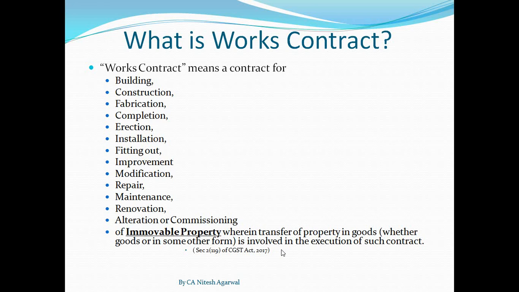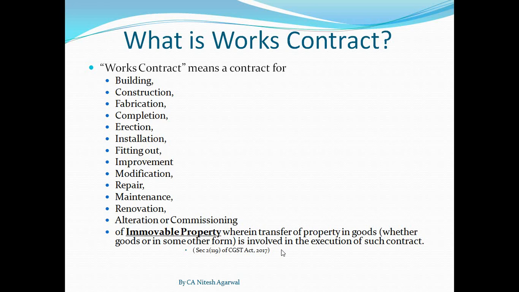Whereas, suppose a carpenter is giving a service of manufacturing furniture for his customer. In this case, the carpenter is providing wood and he is also doing some services in order to make that piece of furniture out of that wood. So in this case, since the end property that has come into the picture is not an immovable property, this will not construe to be a works contract.